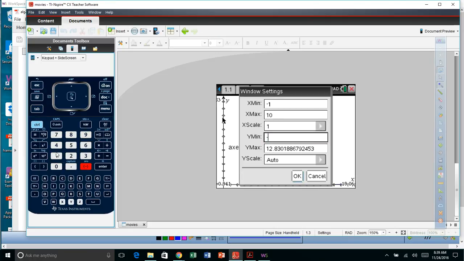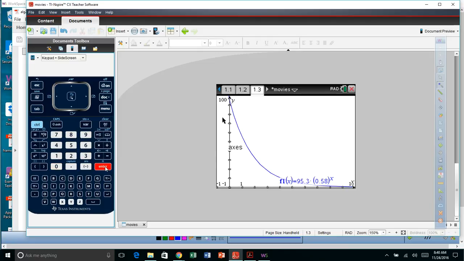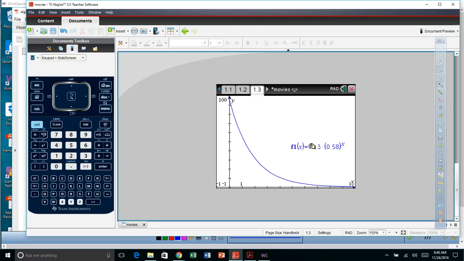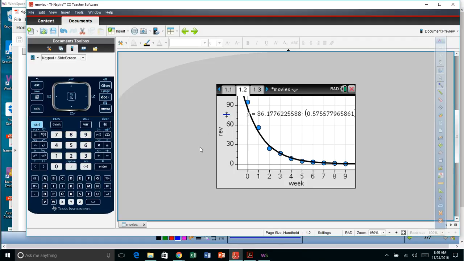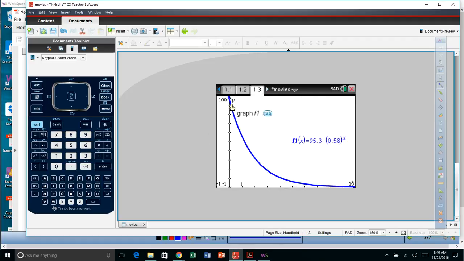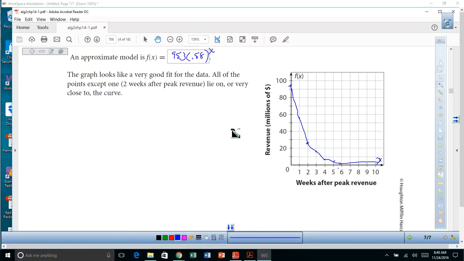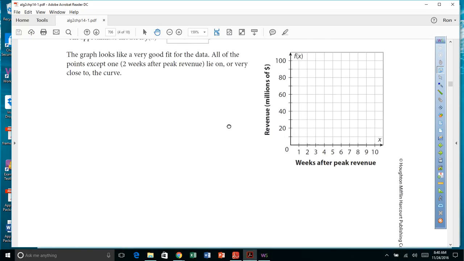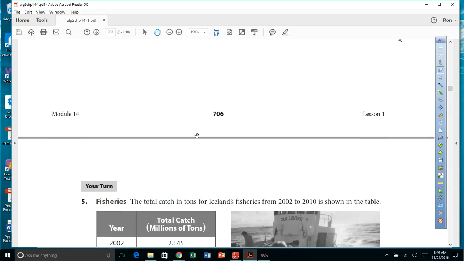Y min, we'll put -1 just so we can see the axis, and then we'll do 100 on a scale of 10, and then see, here's the one that can, and that looks pretty close to what we got here. I think it does. All right, good.